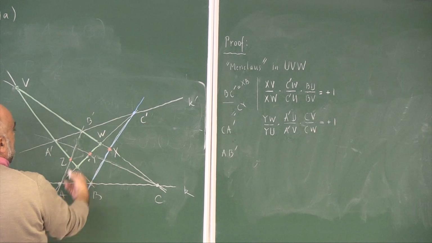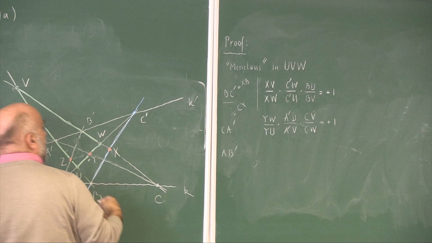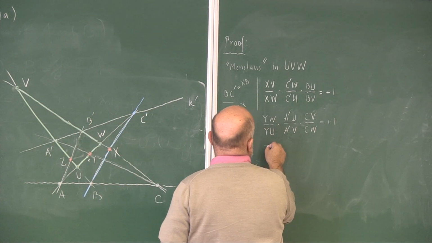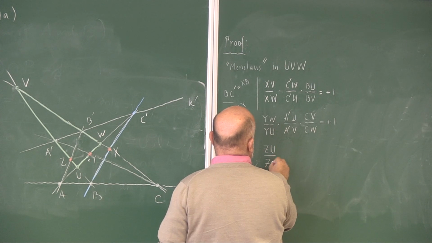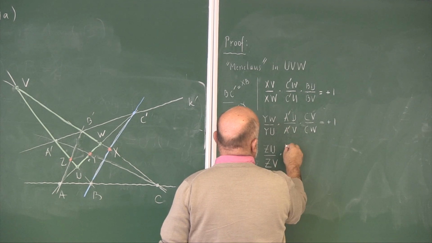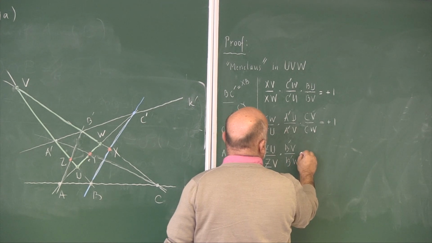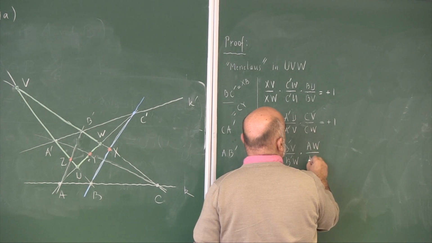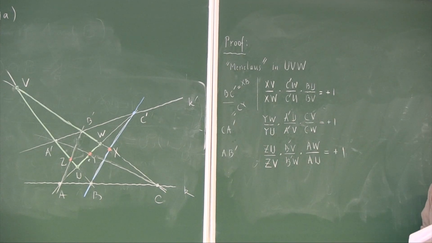AB prime is once again another transversal of the triangle UVW, and it contains in particular the point Z. So you've got ZU divided by ZV times, instead of A prime, you've got B prime. So you can really go blindfold in this case. B prime W plus and A W A U, that's equal to +1. Well, that is a lot of information, but not quite sufficient.